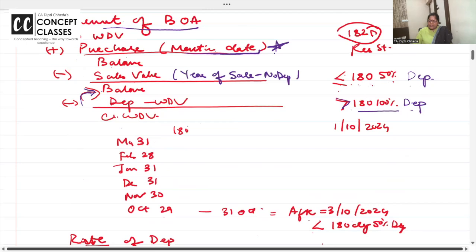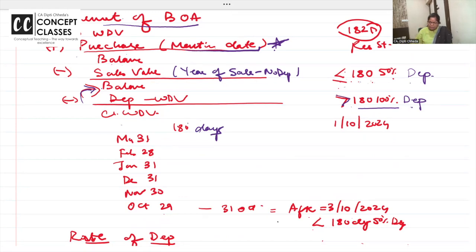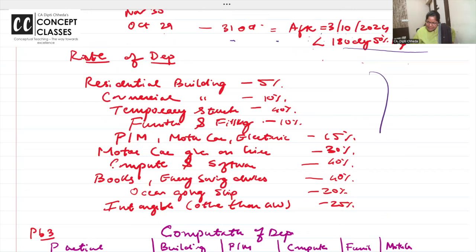Right. Now they are saying less than 180 days. So 180 days we can calculate from March 31, February 28, like that. If you come in reverse, if you purchase the asset after 3rd October 24, then it is used for less than 180 days, 50% depreciation. That means even if the asset is purchased on 1st October, it is 100% of whatever the rate of depreciation is, not 50%. But less than 180 days, then 50%. Nice, clear, chalo. There are many rates I'll teach from the book also, but these are the rates you should remember.